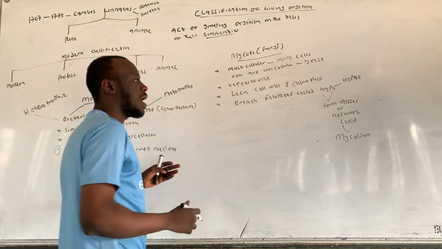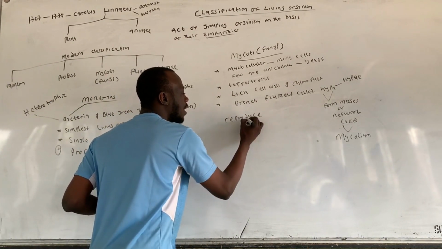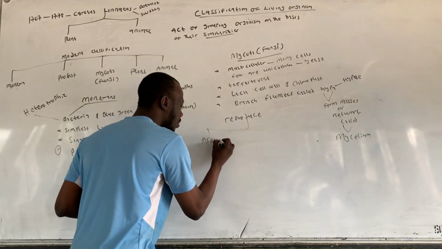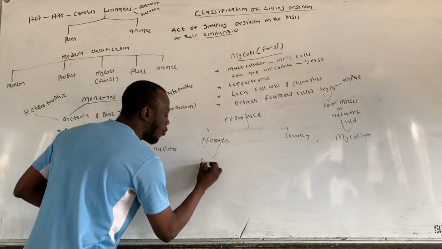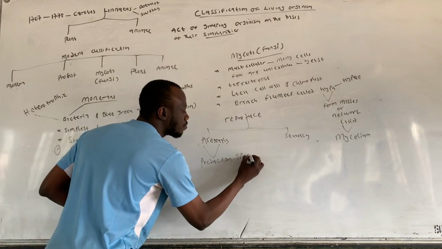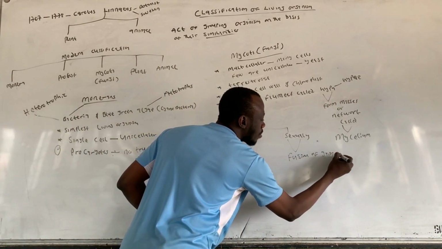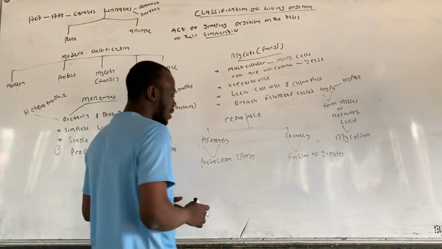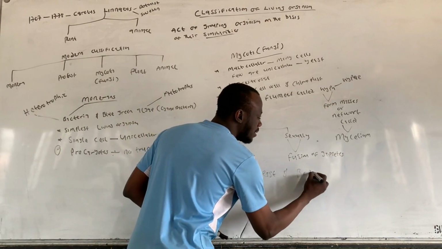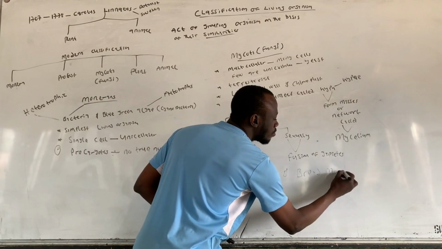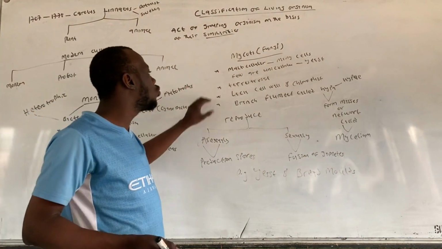So how do these organisms reproduce? They reproduce in two forms, either asexually or sexually. Asexually, they reproduce by the production of spores, while they reproduce sexually by fusion of gametes. Examples of these organisms are yeast and bread molds. These are the main features of organisms that belong to the mycota or fungi group.